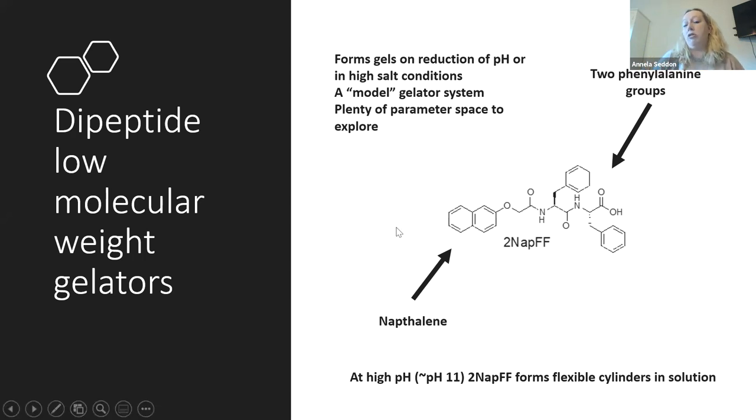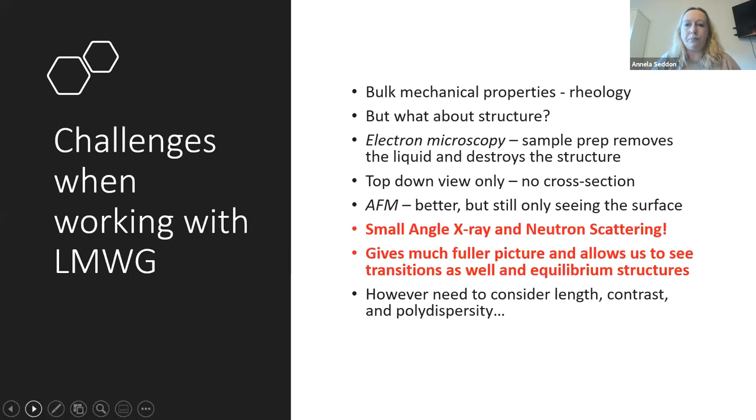Now, if we look at the structure of 2-NapFF, those of you who have any interest in synthetic chemistry and making new molecules will notice that there's an awful lot you can do with this molecule. You could change the amino acids. You could functionalize the naphthalene group. And we'll talk about how we might do that later on and what some of the pros and cons of doing this are. But for now, I want to tell you two stories, one based around 2-NapFF and one based around a modified version, which use scattering in order to probe very, very carefully the nanoscale structure of these gels as they form, because that's what we're going to be interested in.